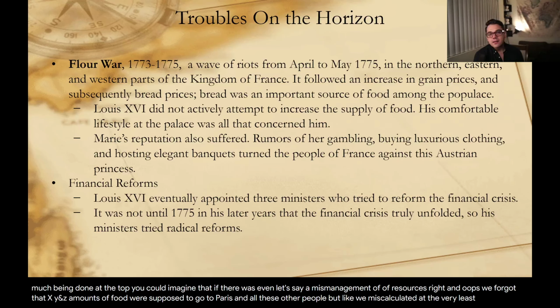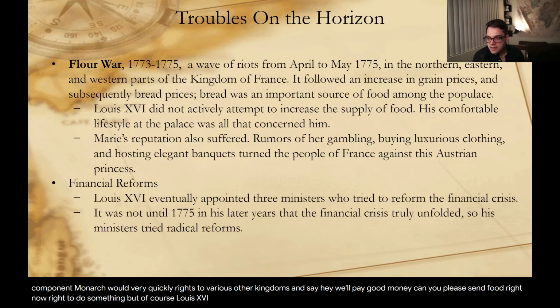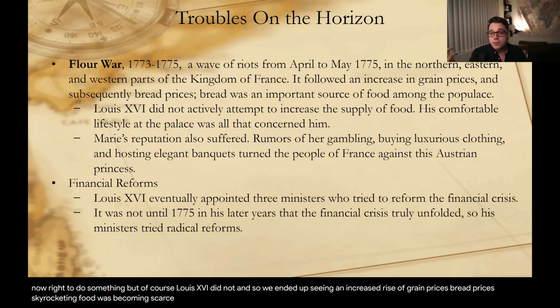At the very least, a normal competent monarch would very quickly write to various other kingdoms and say, hey, we'll pay good money. Can you please send food right now, right? To do something. But of course, Louis XVI did not. And so we ended up seeing an increased rise of grain prices, bread prices skyrocketing, food was becoming scarce. People were sometimes literally now starving on the streets. And so resentment is growing.